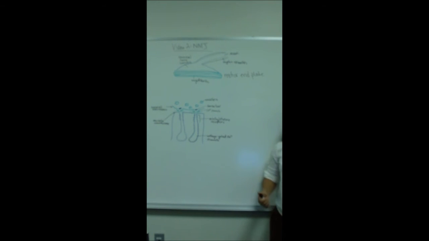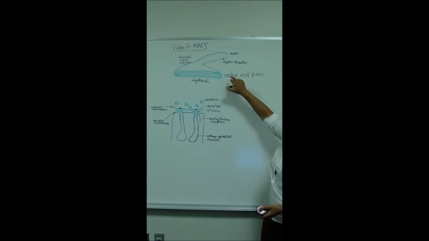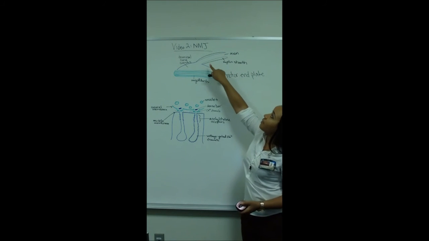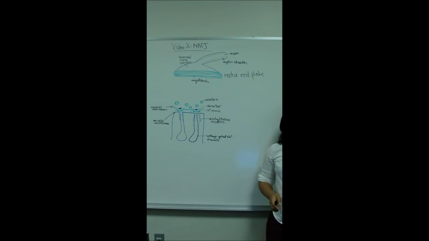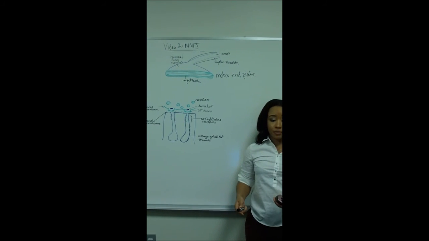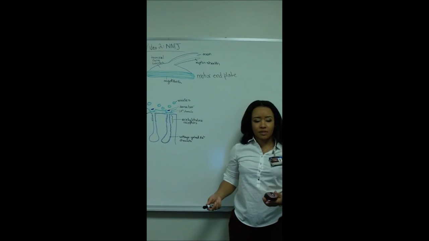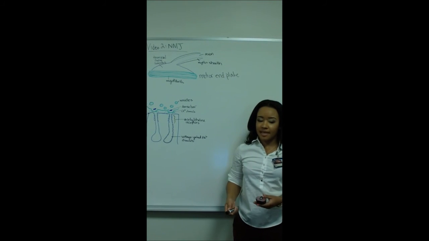The end plate is covered by one or more Schwann cells that insulate it. As you can see here, the Schwann cells are making up the myelin sheath. In the axon terminal are many mitochondria that supply ATP that is used to make an excitatory neurotransmitter, acetylcholine. The acetylcholine then excites the muscle fiber membrane. So let's talk about acetylcholine for a minute. How is it released exactly?